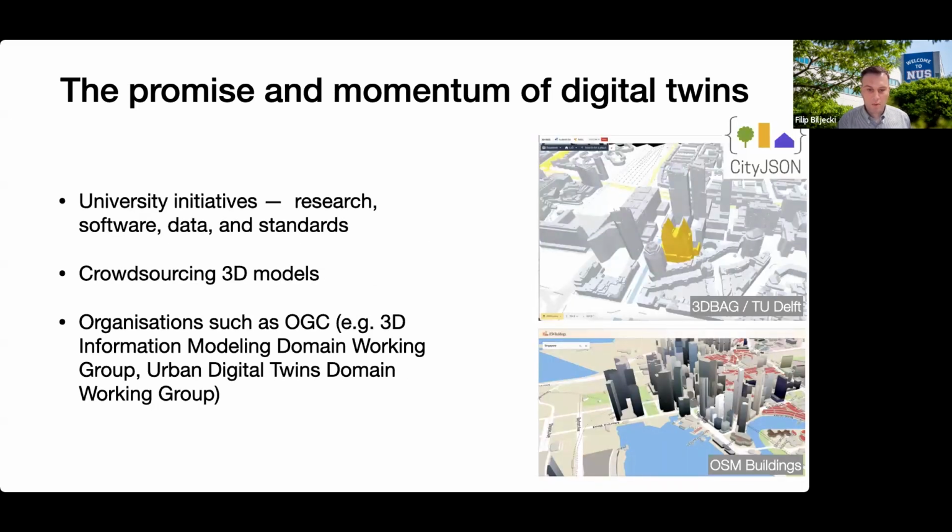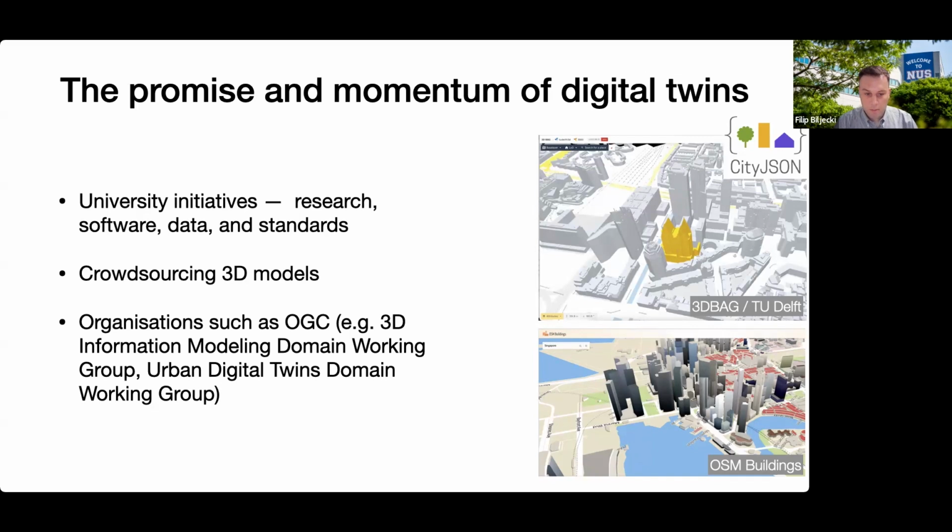And in fact, academia has been quite active in the ecosystem of digital twins. So today, besides government initiatives, we also have many university initiatives that enrich this topic with their research, but also software, data, and standards. For example, my former group at TU Delft, the 3D geoinformation group, has been quite active in this space. They have been developing a standard called CityJSON that allows you to easily exchange data on 3D models. And they have also been developing a nationwide 3D model of the Netherlands, including 10 million buildings, that is completely open. And they also developed a web viewer.